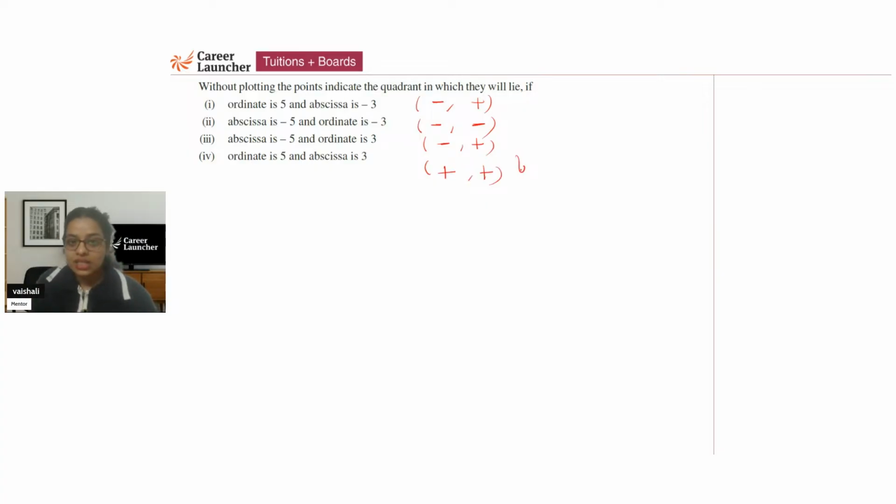So if you will see, both positive is the first quadrant. X is negative but Y is positive. It is nothing but the second quadrant. And for the third one also, it will be the second quadrant. Both negative, it simply means we are in the third quadrant and this completes the question also.